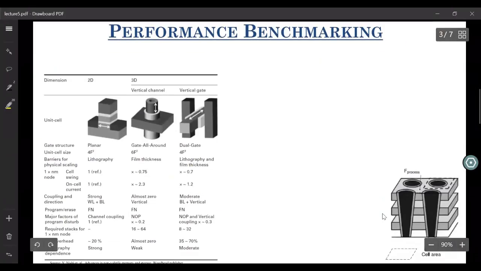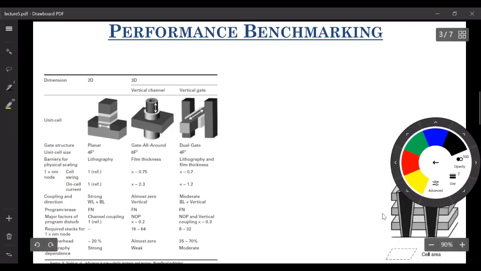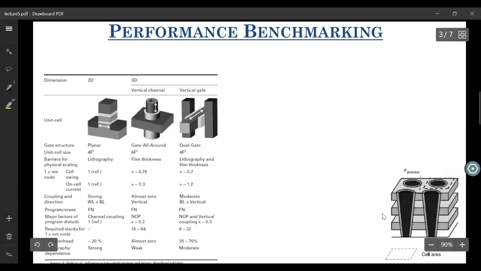So in the last lecture, we were discussing the different configurations of 3D NAND flash. We looked at the vertical channel based NAND flash, which consists of a cylindrical channel, and the vertical gate based 3D NAND flash, which consists of a rectangular kind of channel. Here we will be doing a benchmark of the performance of these different flavors of 3D NAND flash against the 2D floating gate flash or 2D charge trap based flash.